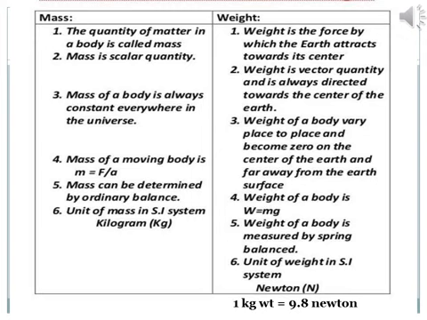Fifth point is, mass can be determined by an ordinary balance, but weight of a body can be determined by a spring balance. And sixth point is, unit of mass in SI system is kilogram, but unit of weight in SI system is Newton. And you have to know that 1 kilogram weight is equal to 9.8 Newton.